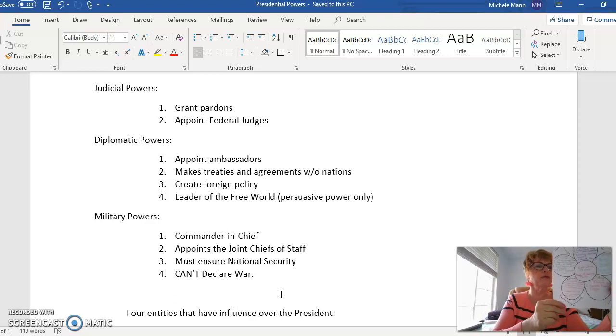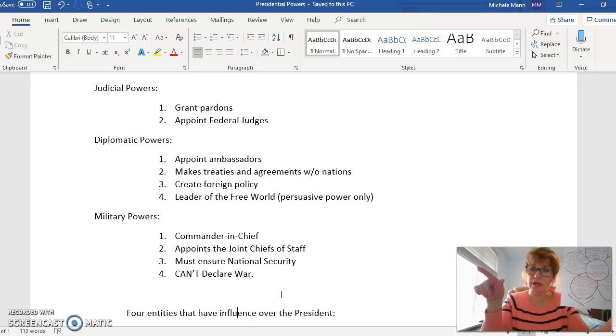He can appoint federal judges. This is not just Supreme Court justices. These are the 600 and some odd federal court judges that we have that try federal cases for the first time, have juries and their trials because they've committed crimes in more than one state, or they have broken federal law, not just state law, not just county law.